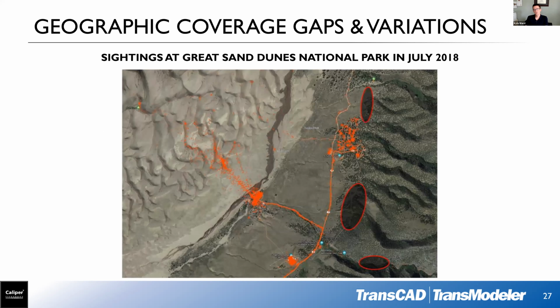So this is Sand Dunes National Park in July. The dots are basically pings from cell phones and smartphones. But what's highlighted in red are these corridors where there should be at least noticeable traffic, but there's nothing there. And when you realize it's because either there's no satellite coverage there, or there's some kind of tree cover, or there's no cell tower nearby to triangulate with, you wind up with these gaps. That's a new problem that a household survey doesn't necessarily have. So we have to figure out what to do with that.